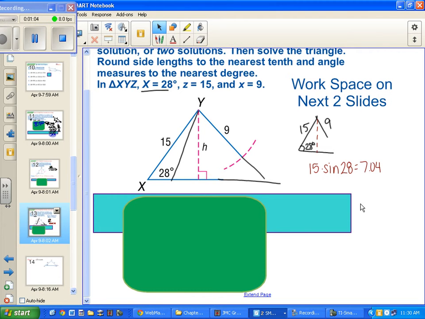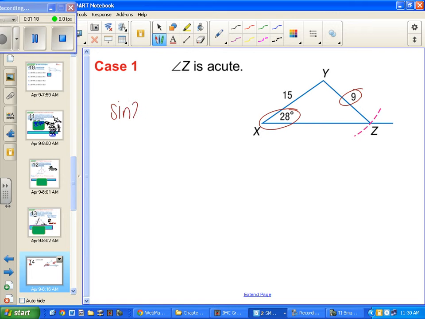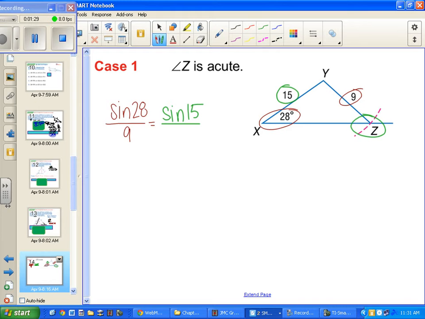So let's draw it first with it swung out. Sketch this one on your paper. We're going to solve this triangle now. We have two sides that are related to each other, the 28 and the 9. So we'd set up sine of 28 over 9 equals, well, I've got this side, and it's related to that angle, so sine of Z, we don't know what that angle is, over 15.